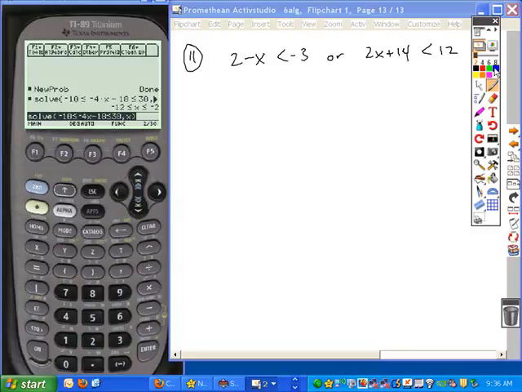Which one you put first? Yeah, it needs to go from lowest on the far left to the highest on the far right.